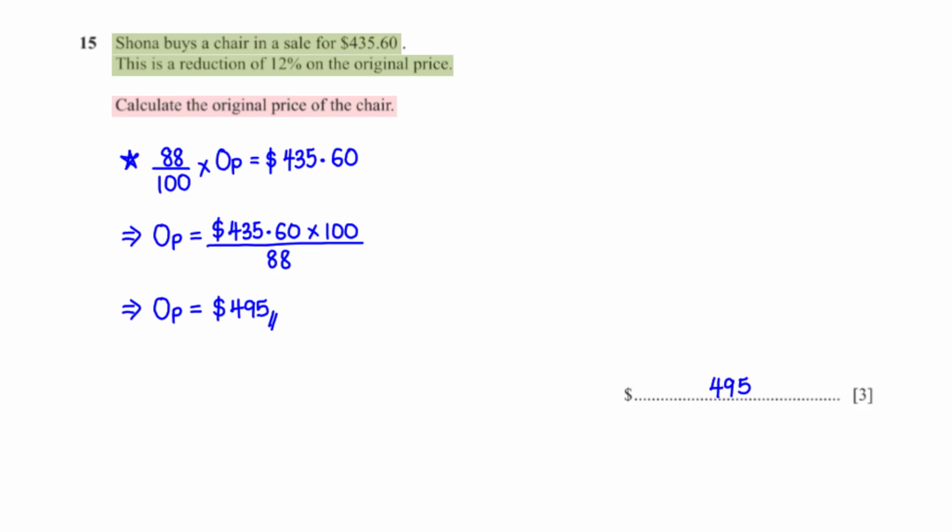The sale price we've been given is a 12% reduction on the original price. So we subtract 12% from 100%, which gives us 88%. This means 88% of the original price should be equal to $435.60. When we make the original price the subject, this is what we have. When we type this into the calculator, we get $495.